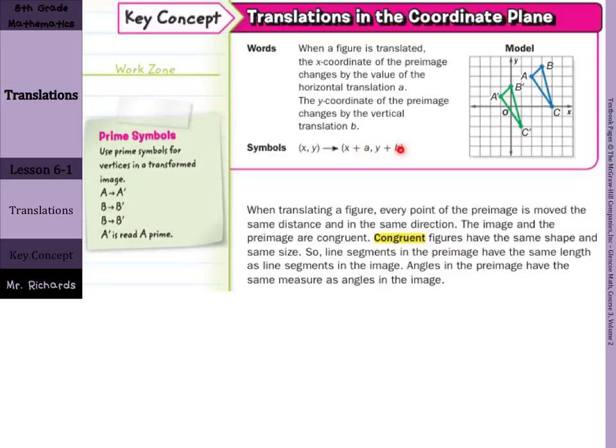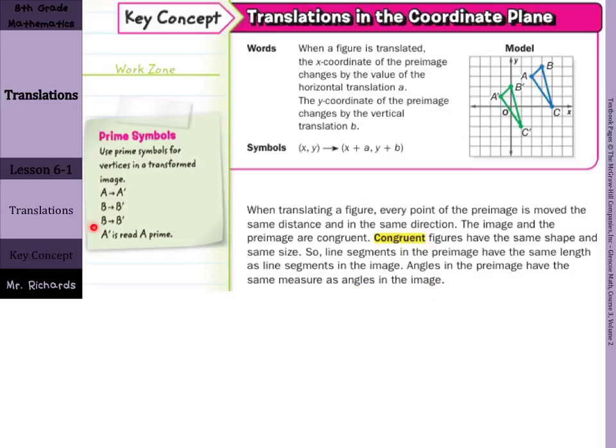As it says, when translating a figure, every point of the pre-image is moved the same distance and in the same direction. The image and the pre-image are congruent. Congruent figures have the same shape and same size. So line segments in the pre-image have the same length as line segments in the image. Angles in the pre-image have the same measure as angles in the image.